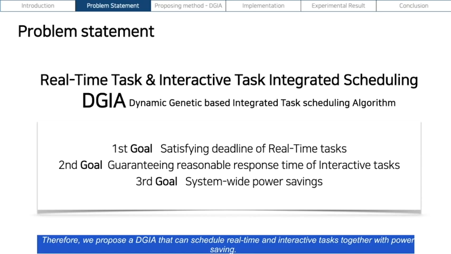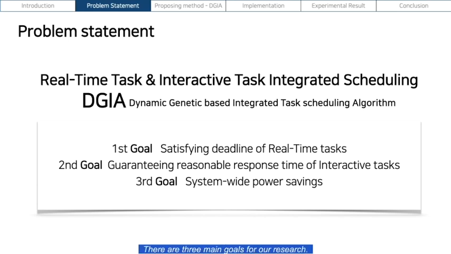Therefore, we propose a DGIA that can schedule real-time and interactive tasks together with power saving. There are three main goals for our research. The first is to satisfy the deadline of real-time tasks. The second is to ensure that interactive tasks have reasonable response times, and finally, saving the power of the system.